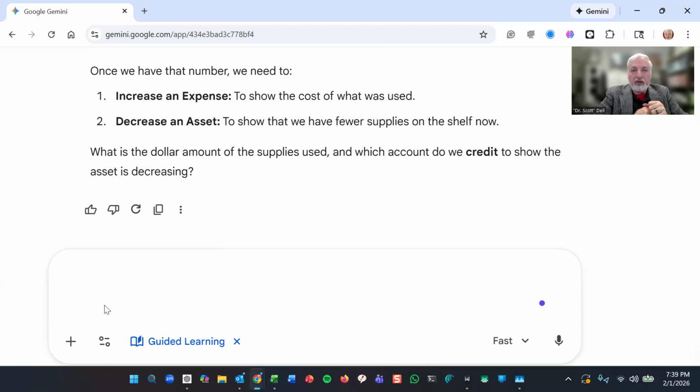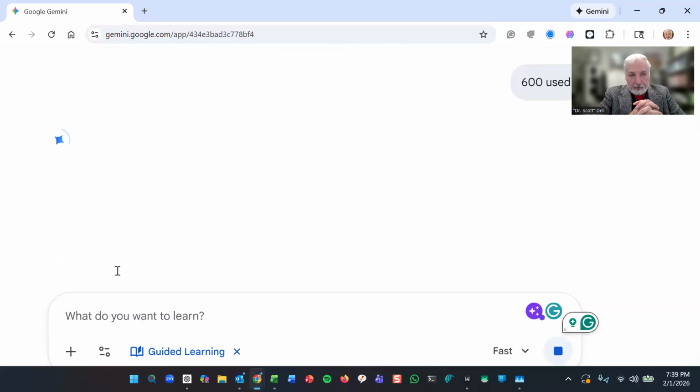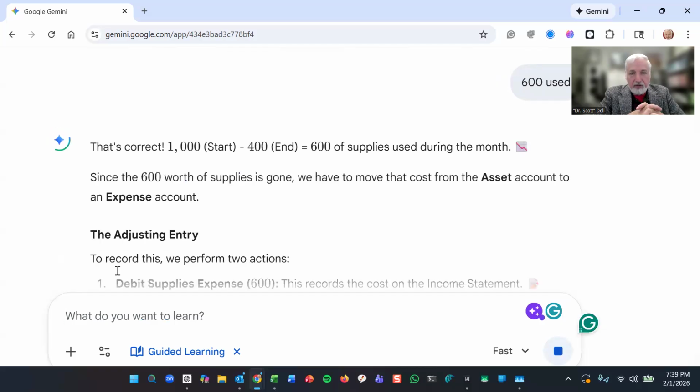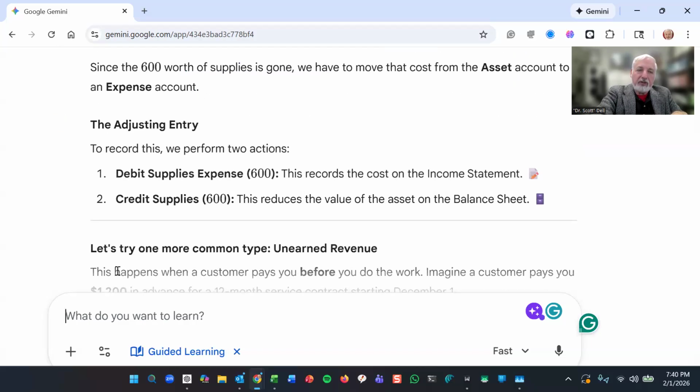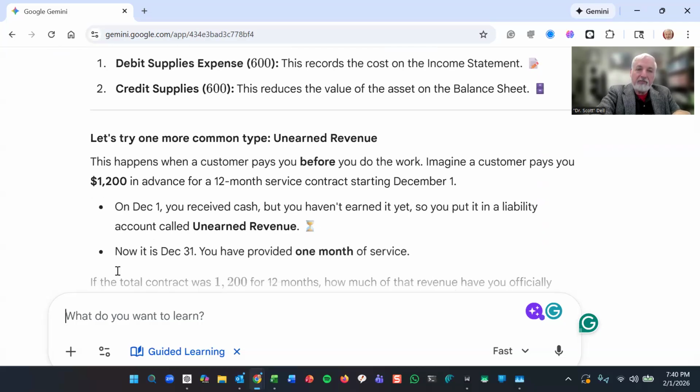So we have fewer supplies. What's the dollar amount of supplies used? So we can figure that out. We start with 1,000, we're left with 400. Oh, we've got 600 used. Correct. 1,000 start, 400 end, 600 supplies used during the month. Since that worth of supply is gone, we have to move the cost. Adjusting it: debit supplies expense, credit supplies inventory, or supplies, the asset.